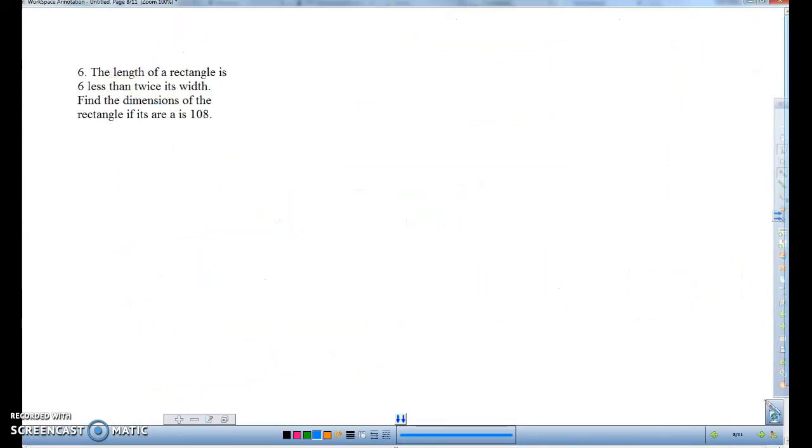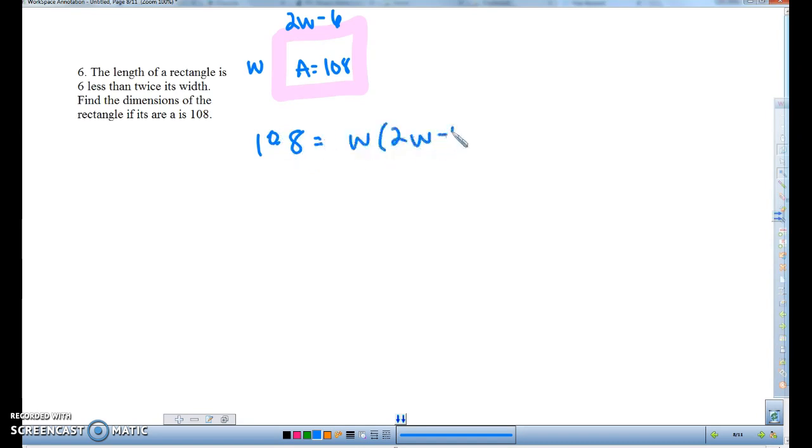So this rectangle, try on your own. Drawing my rectangle, the length is 6 less than twice the width, so we don't know what the width is. We'll call it W, but we know that 2W minus 6 is the length, and that is equal to an area of 108. So 108 is equal to W times 2W minus 6.